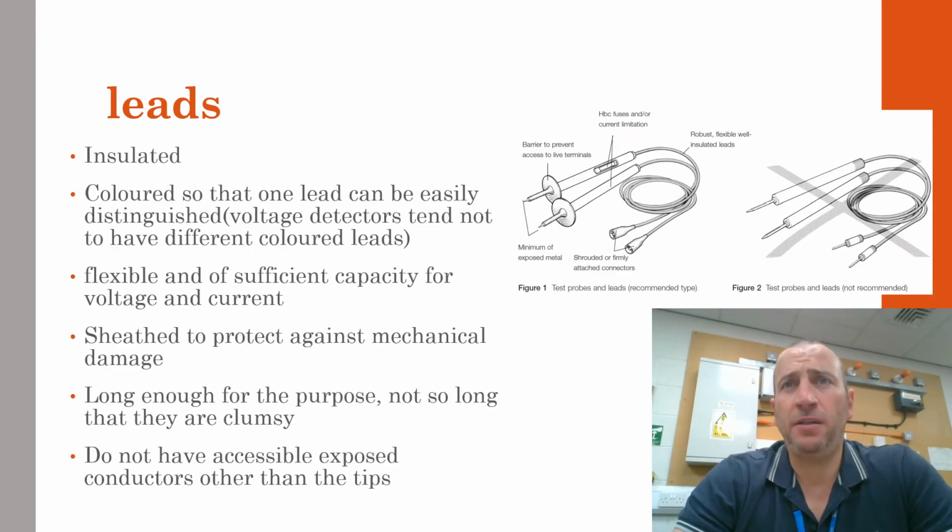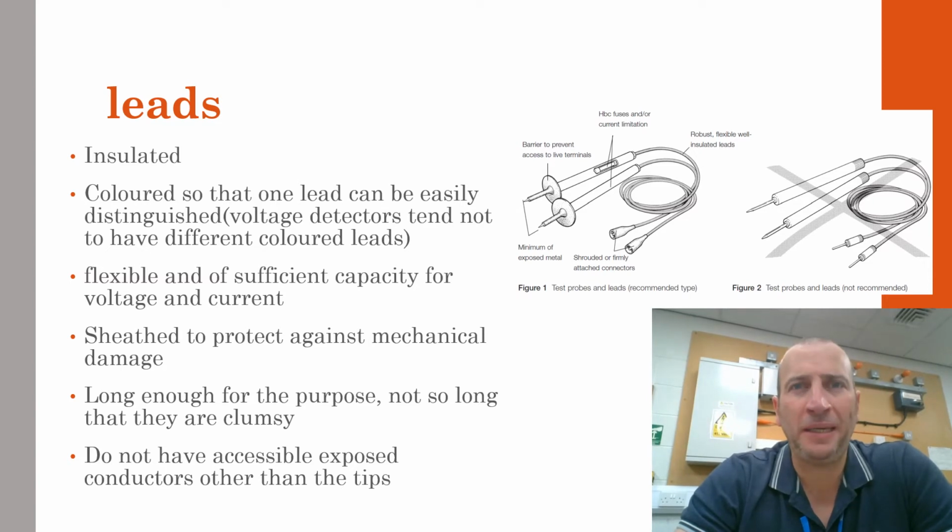The test leads, that is the wire that connects the test instrument to the probes, should be fully insulated, not allowing for any exposed conductor along its length. They must also be sheathed to protect against mechanical damage. This means that the leads must be double insulated. They should be coloured so that the leads can easily be distinguished from one another. One exception is the voltage detector, which tends to not have different coloured leads.